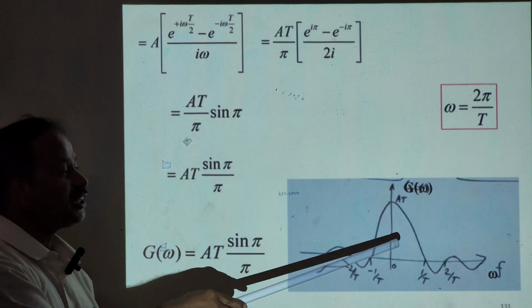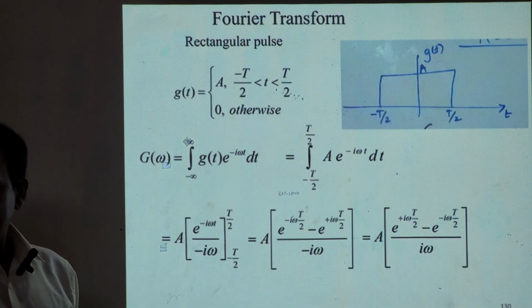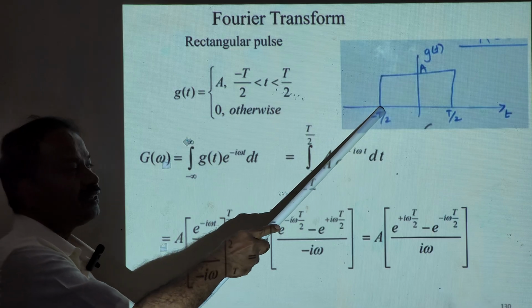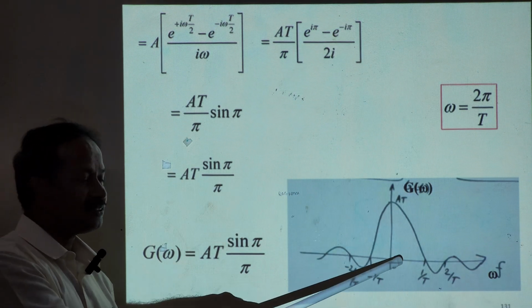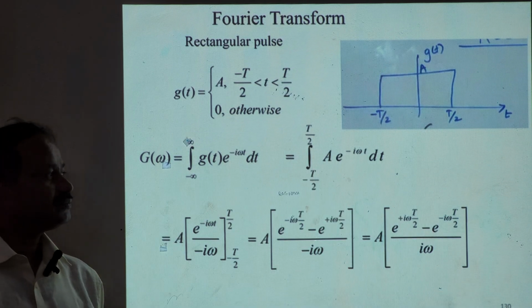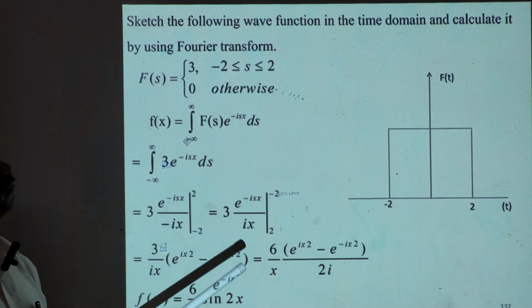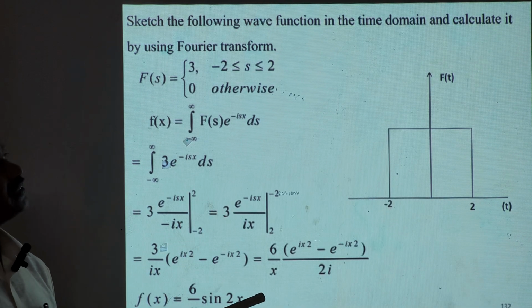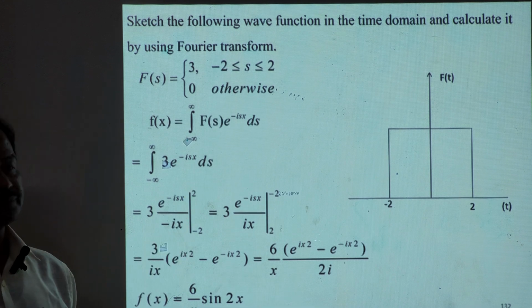What is the inverse Fourier transform of this? That will be this. Is it okay? So the Fourier transform of a rectangular pulse will be your sine curve. The inverse Fourier transform of the sine curve will be your rectangular pulse. So this is the answer. Sketch the following wave function in time domain and calculate its Fourier transform.